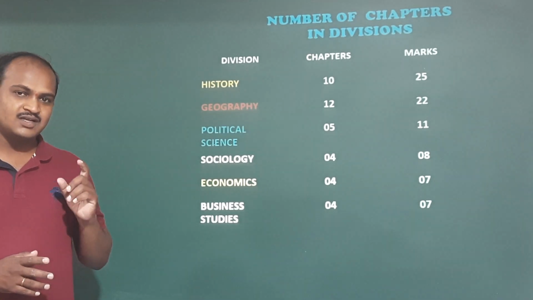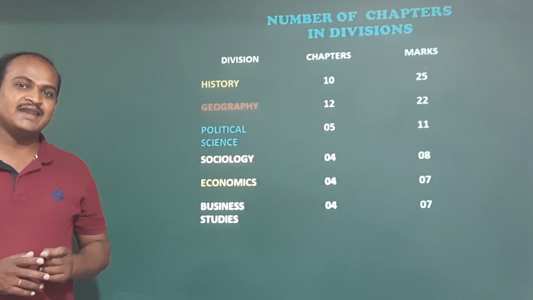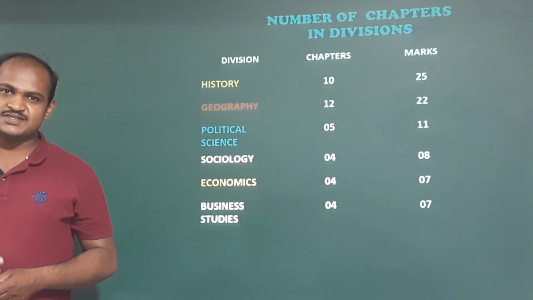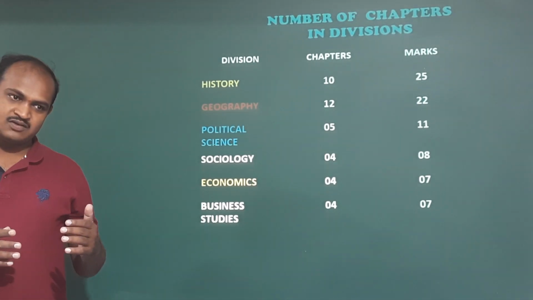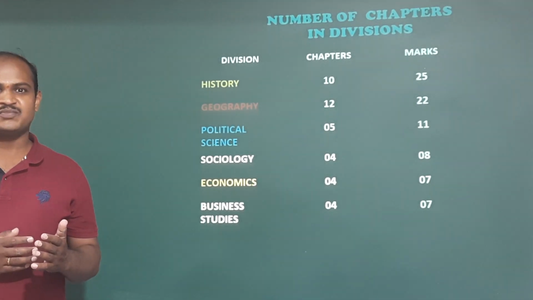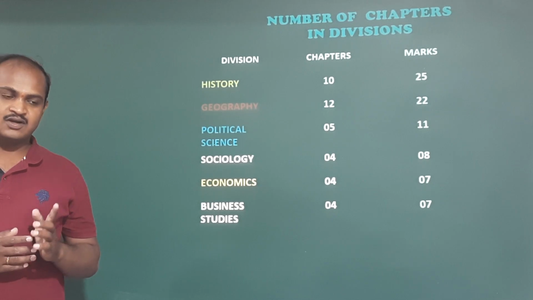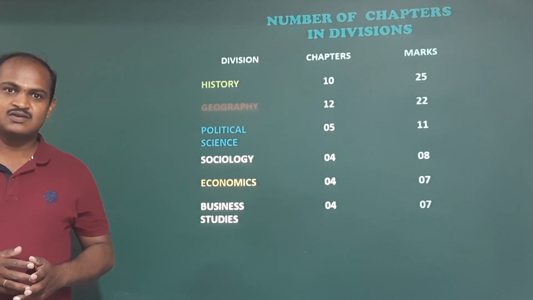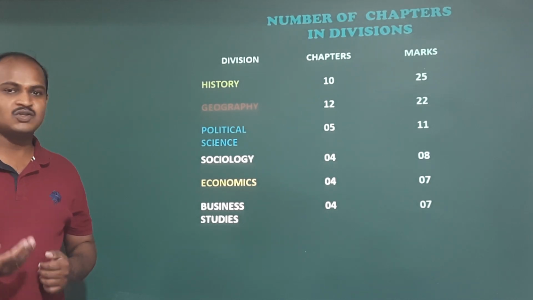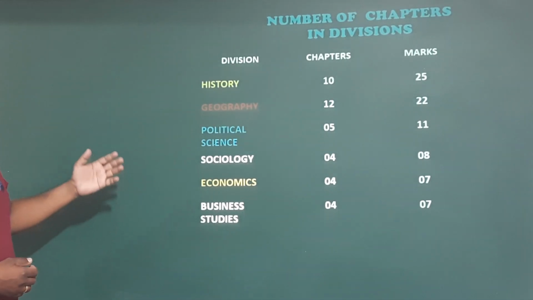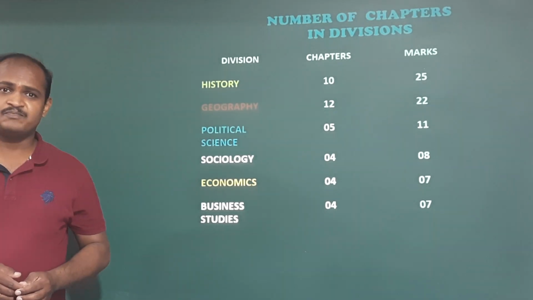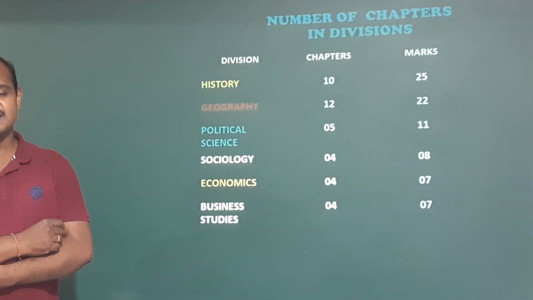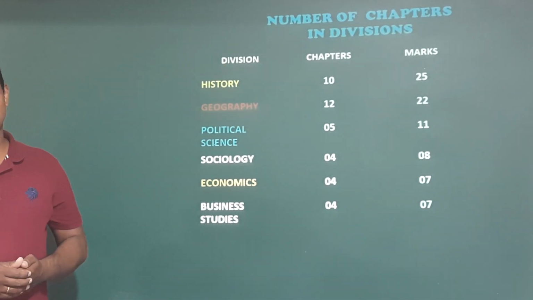So 10 chapters will carry 25 marks in the exam. This means in your SSLC board exam, you will get 25 out of 80 marks from the history section only. You can make a note of this yourself. The second one is geography. There are 12 chapters, and they carry 22 marks.